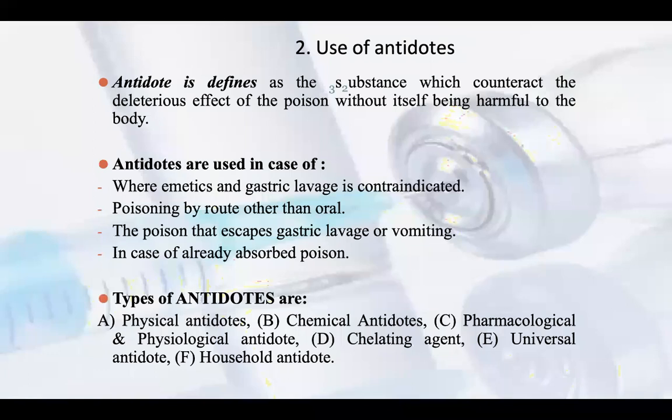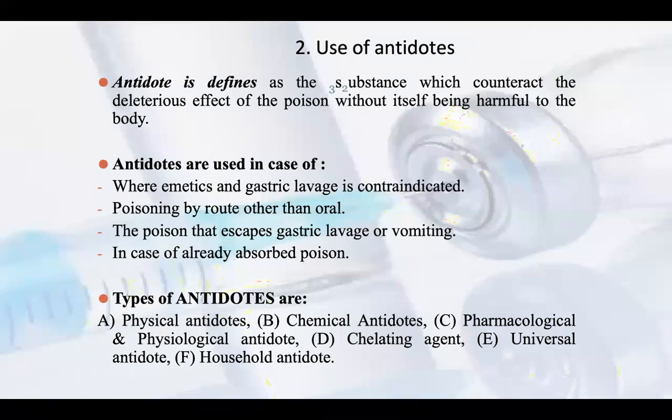Another one is poisoning by a route other than oral, then these are applied. For poison that escapes gastric lavage or vomiting, you can apply antidotes. In case of already absorbed poison, the antidotes are applied.